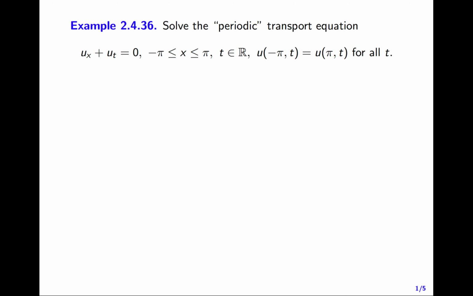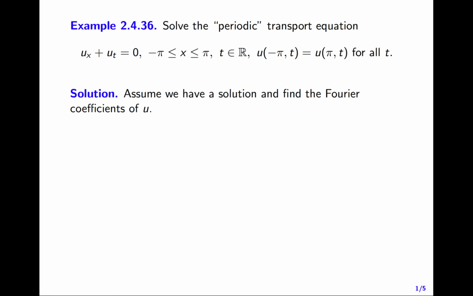So the PDE part, u_x plus u_t equals 0, is just a familiar transport equation, and we know what the general solution to that should look like. But now we are restricting ourselves to x between minus pi and pi, and we want this periodicity in the x variable in our solution u.